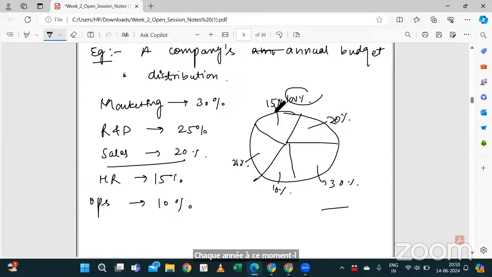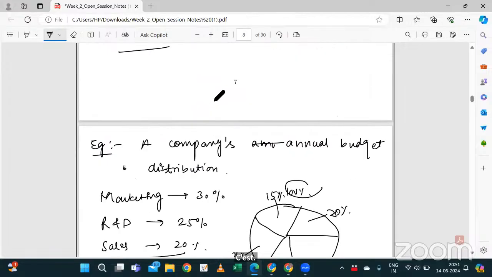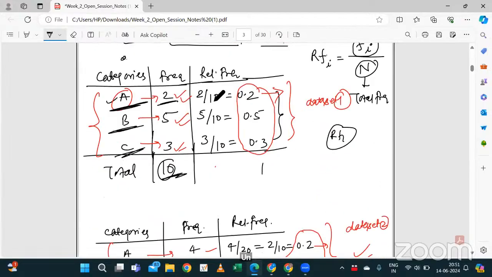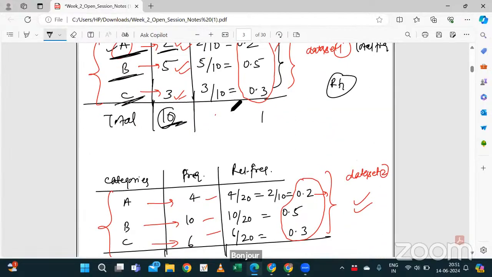Sir, I have a doubt in the classes. Okay, let me finish this one. So this is the pie chart. Someone was asking, what is the doubt here? Sir, I'm asking about relative frequency questions. I will come to the questions at the end. Let me finish the concept first.